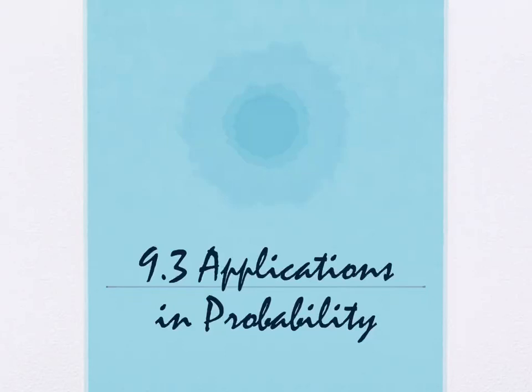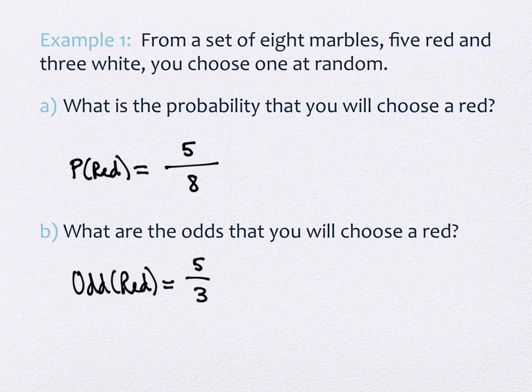9.3, we're taking a look at a couple of applications in probability. We encountered both of them last time that we're encountering in this section. One of them was odds. We talked about odds a little bit. And the one that we left off on was called expected value.